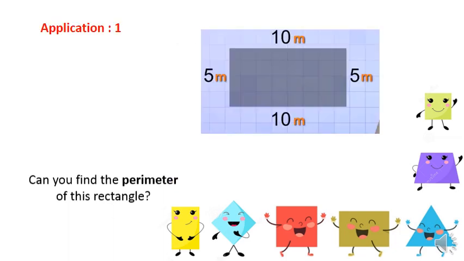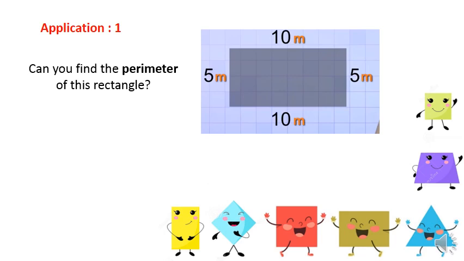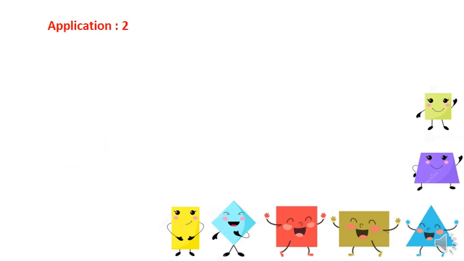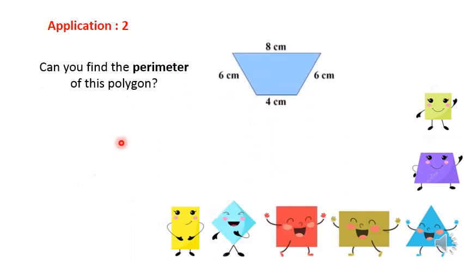Application. Can you find the perimeter of this rectangle? As we said, the perimeter is the total distance around this shape. So we add the length of the sides, 10 plus 5 plus 10 plus 5 to give me 30 meters. Application 2. Can you find the perimeter of this polygon? Yes, we can walk around this shape to find its perimeter by adding the sides 4 plus 6 plus 8 plus 6 to give me 24 centimeters. We write the unit similar to the given unit of the side.